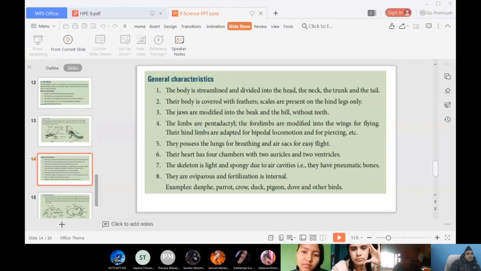How many characteristics have we discussed? Four characteristics. What are they? The body is streamlined and divided into head, neck, trunk, and tail. The body is covered with feathers. They possess a beak without teeth, and they breathe through lungs. There are four chambers in the heart, two auricles and two ventricles. What are the examples? Parrot, crow, duck, dove, pigeon, etc.